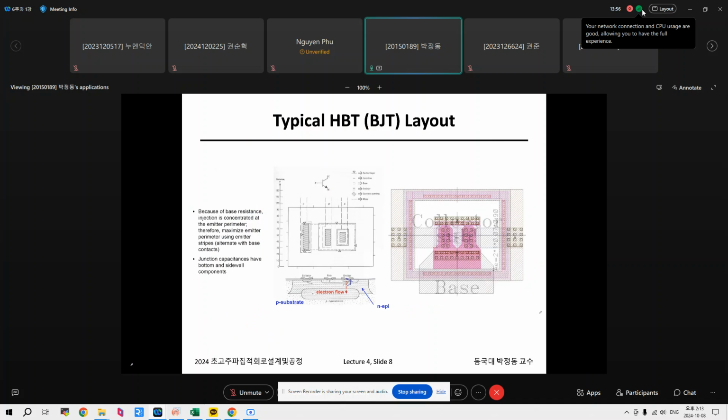So this is a typical BJT layout. You must be very familiar with this one, so I'm going to skip it. Also be noticed that IE is proportional to AE, not AC or AB. This has nothing to do with the collector and base area. The collector current IC is directly proportional to the emitter area, not other areas.